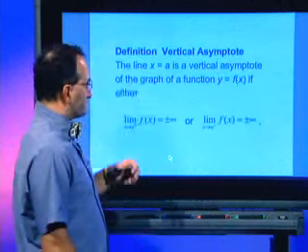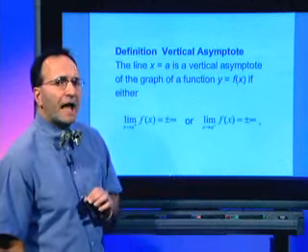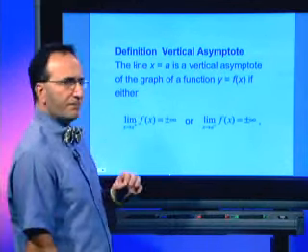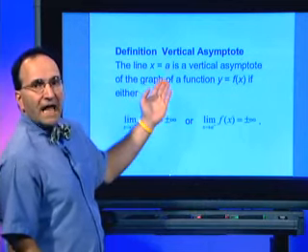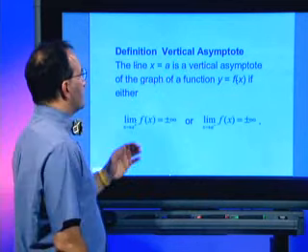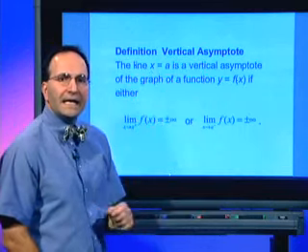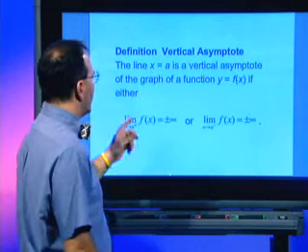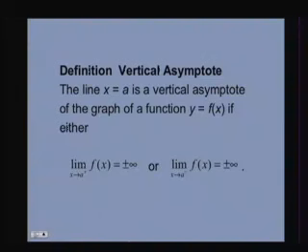Let's look at a definition of a vertical asymptote with respect to limits. The line x equals a is a vertical asymptote of the graph of the function y equals f of x if either the limit as x approaches a from the right-hand side of f of x is plus or minus infinity, or the limit as x approaches a from the left-hand side, the negative side, of f of x is plus or minus infinity.